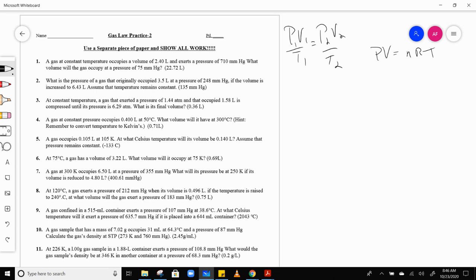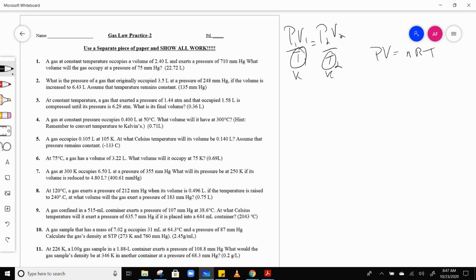For P1V1 over T1, the only thing we need to keep in mind is that temperature needs to be in Kelvin. It doesn't matter what pressure and volume are in, as long as they are consistent. So the pressure in the beginning has to be in the same units as the pressure in the end, and the volume in the beginning has to be in the same units as the volume in the end.